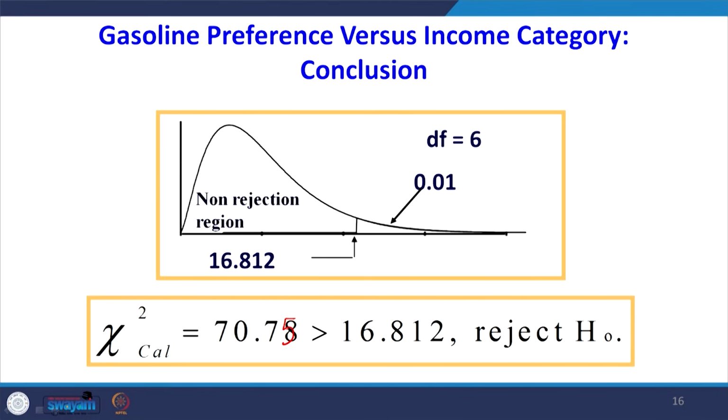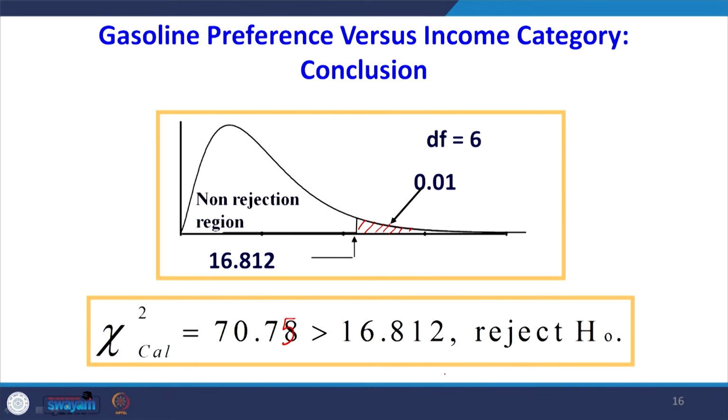We have seen previously that the critical value at 0.01 is 16.812. Our calculated value is 70.75, which lies on the right hand side. So we are going to reject our null hypothesis. What was the null hypothesis? The level of income and the type of fuel they choose are independent. When you reject it, we conclude there is a dependency between their level of income and the type of fuel they choose.